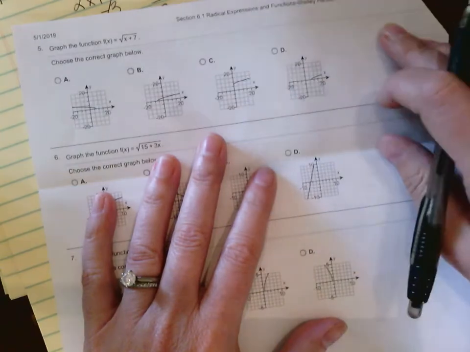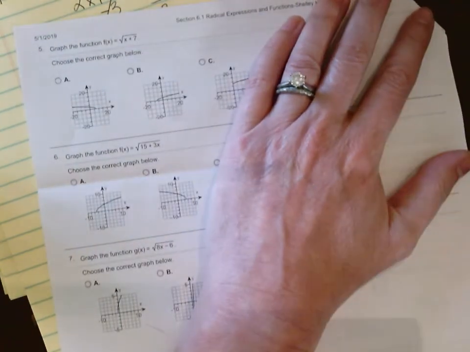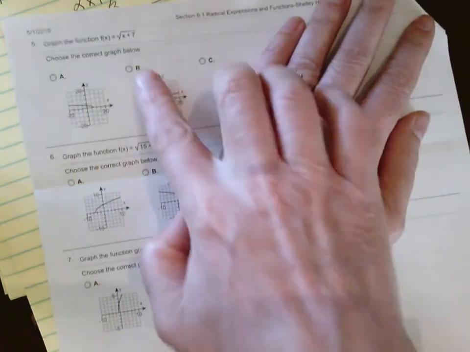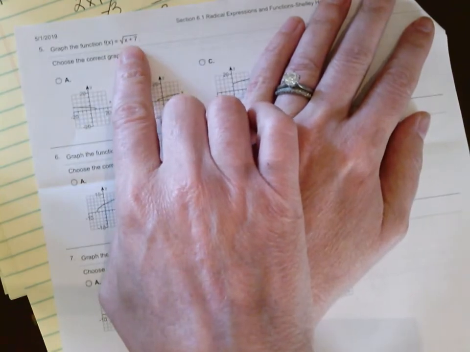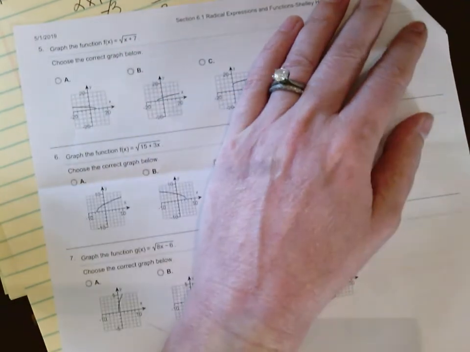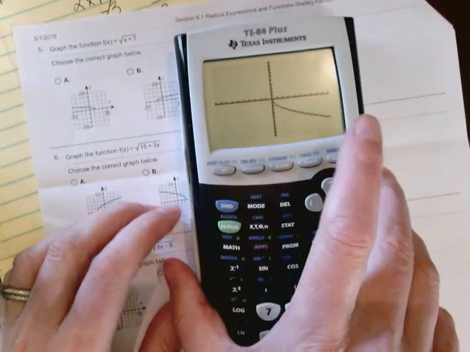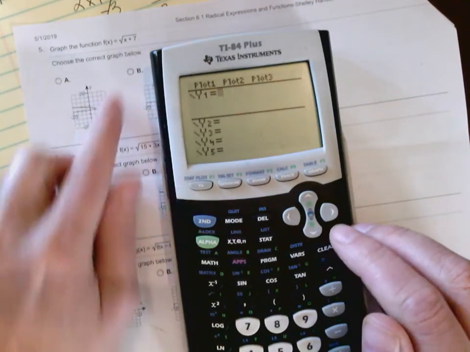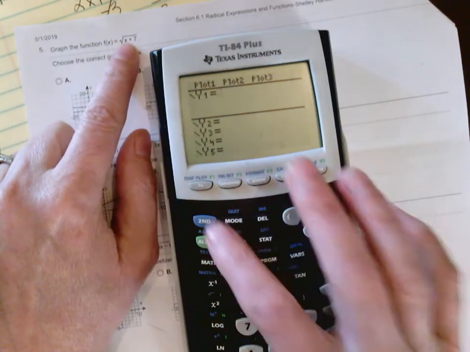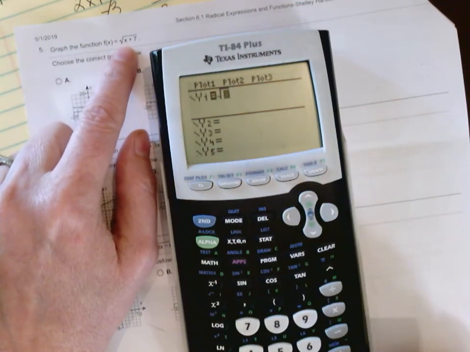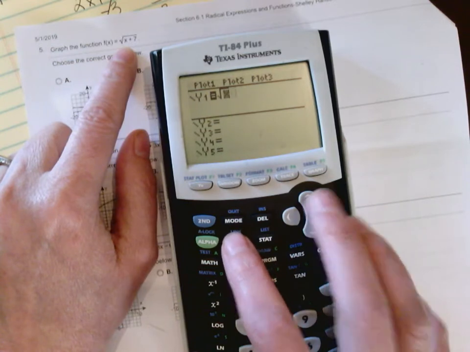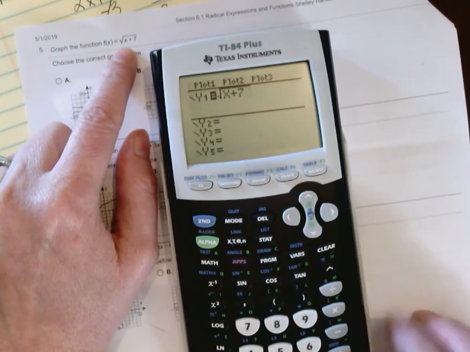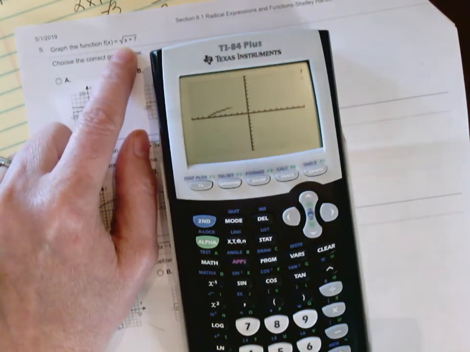All right, let's look at number 5. It says to graph the square root of x plus 7. So this time there's a number underneath this square root symbol with the x. So let's see what that number does. So go to your y equals and clear it out. I want to type in second, square root, then underneath the square root, I'm going to have x plus 7. And let's see what that does.